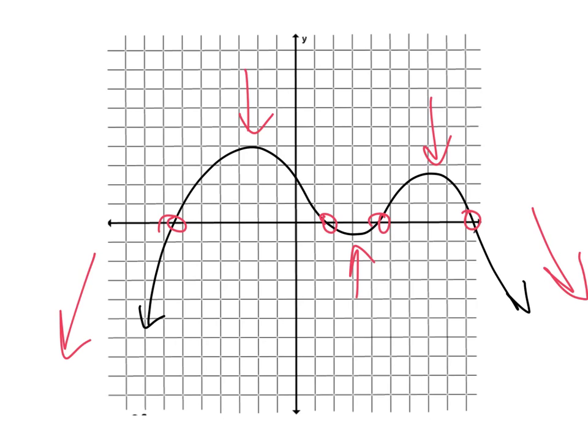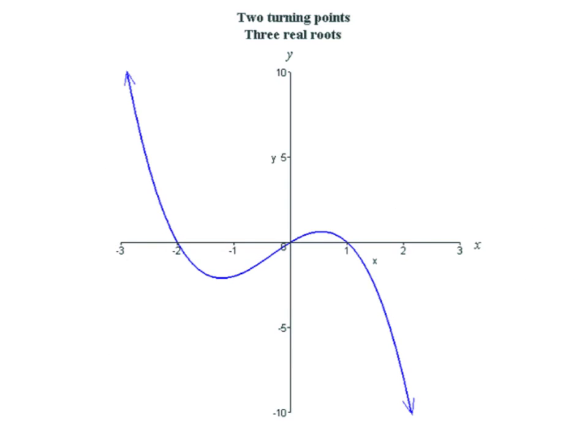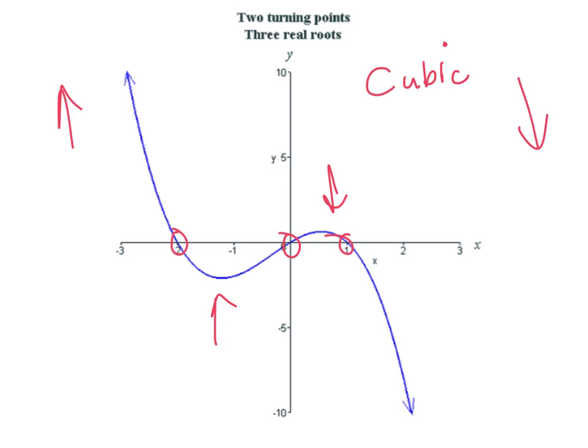So hopefully you're starting to notice there is a pattern to all of this stuff. What the pattern is, if we look at this example, which is a cubic, this is an example of a cubic function, we see end behavior that goes up on the left and down on the right. We see 2 turning points, and we see 3 real roots. So cubic means degree 3, and in this case that gave me 3 roots, it gave me 2 turning points, and the end behavior was up on one side and down on the other.